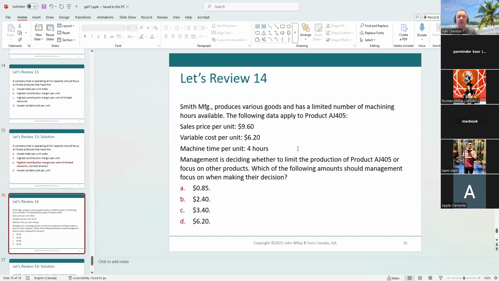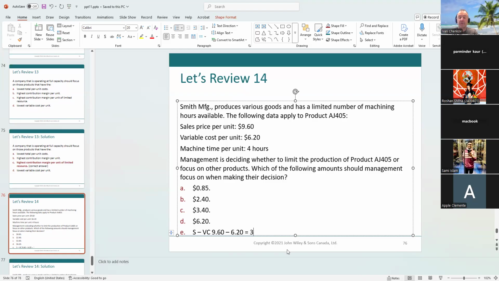Obviously, they have to figure out how much is the contribution margin within the machine hours. So what's our regular contribution margin? Sale price minus the variable cost, which will be 9.60 minus 6.20. That's going to give us 3.4. But that's not the number that we're chasing, right? 3.4 divided by 4 is the one that we want.